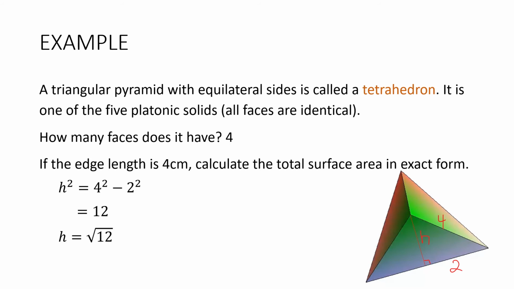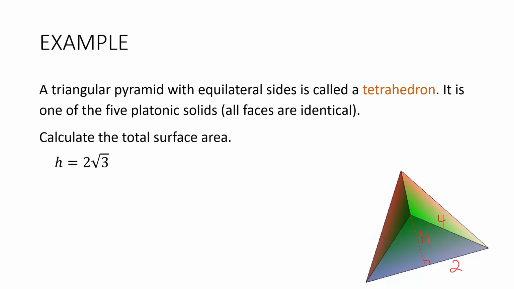But because we want the total surface area in exact form, let's reduce that down. 12 is 4 times 3. Bringing the 4 out of the square root, we get 2 root 3. So now all we have to do is calculate the area of one of the sides and then multiply it by 4. So the area of the triangle is going to be a half times 4, which is the base, times the slant height, which is 2 root 3, and we have 4 triangles. And working that all out, we get 16 root 3 centimeters squared.